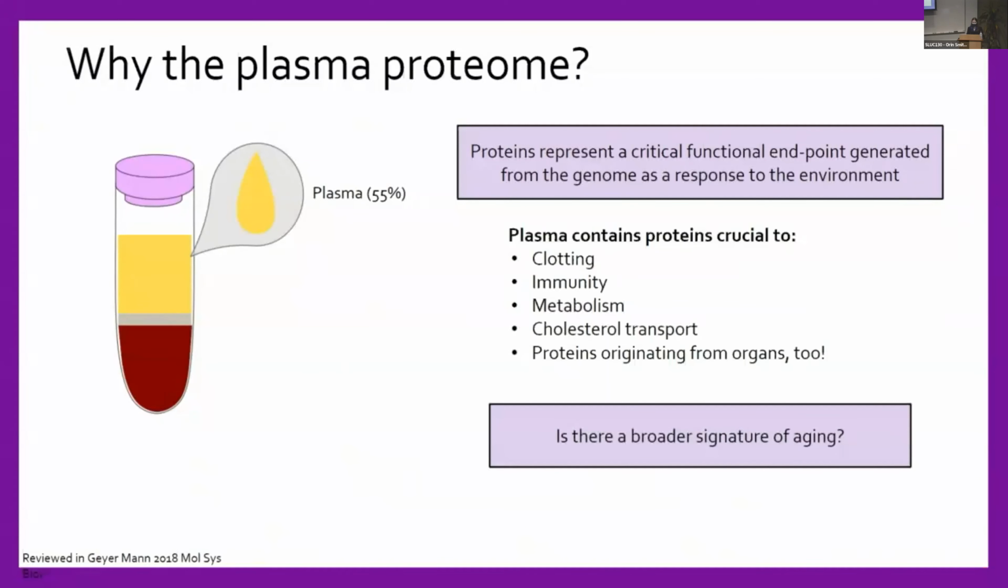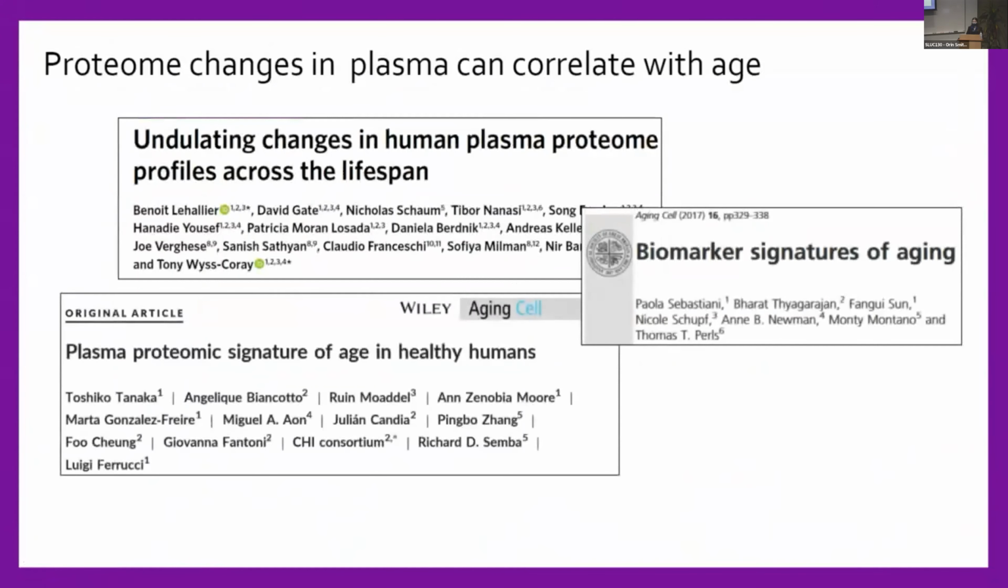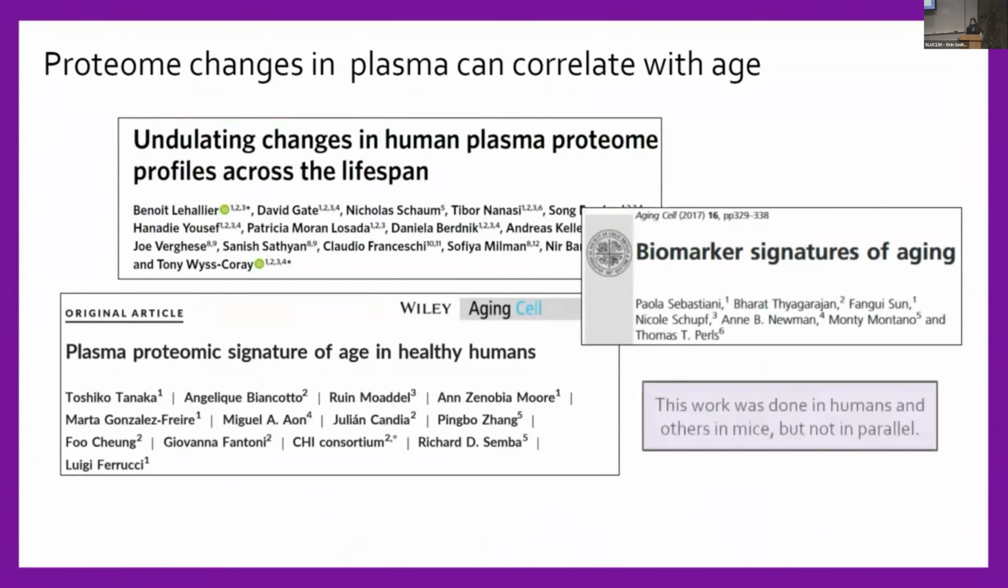And so this kind of brings me to this question. Can we identify a broader signature of aging in the blood? And other groups have started to look at this and have done some really elegant studies doing so. So just to show a couple of them here, highly recommend these papers, really interesting stuff.